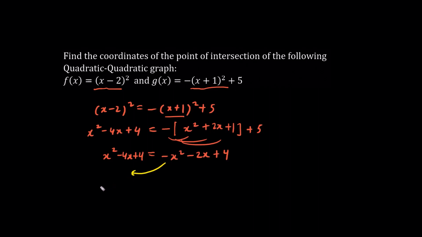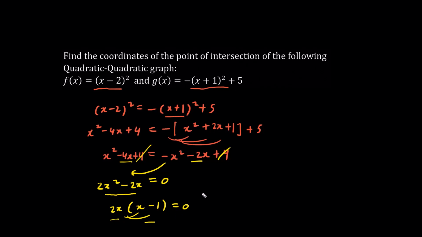Let's now throw everything to the left. We have x squared plus x squared is 2x squared. We have minus 4x plus 2x is minus 2x. And these 4's cancel, so we have equals 0. Let's factor out the GCF, 2x. Thus we have x minus 1 equals 0. When we expand this out, we have the equivalent expression above.